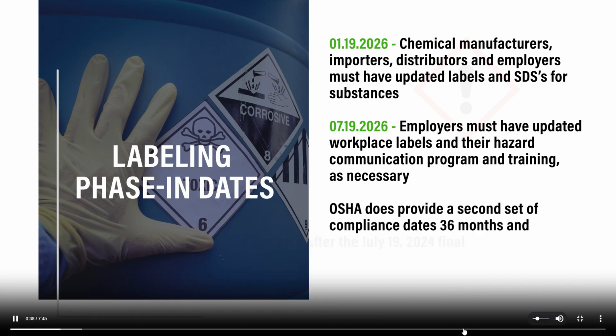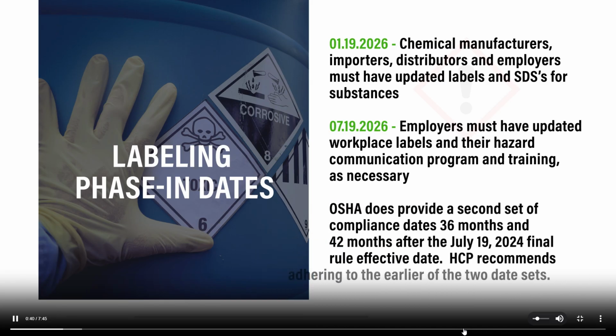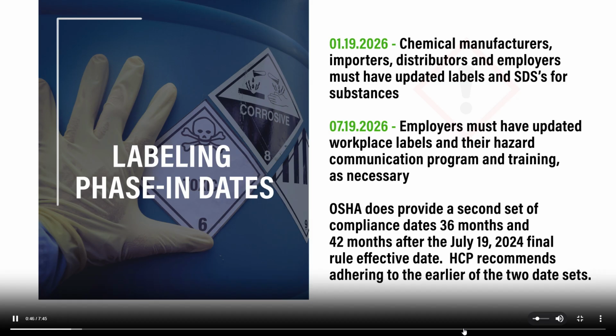OSHA does provide a second set of compliance dates, 36 months and 42 months after the 19th of July 2024 final rule effective date. It is recommended to adhere to the earlier of the two date sets.